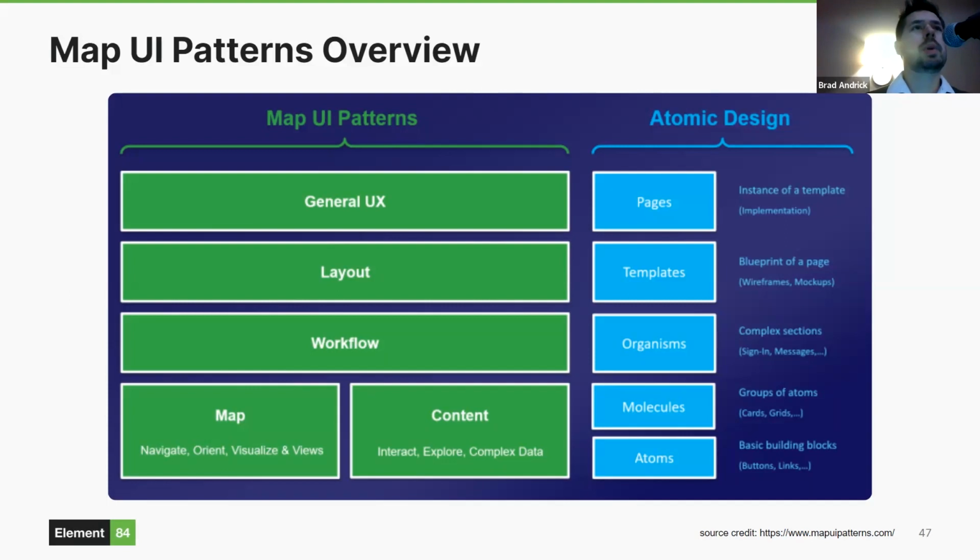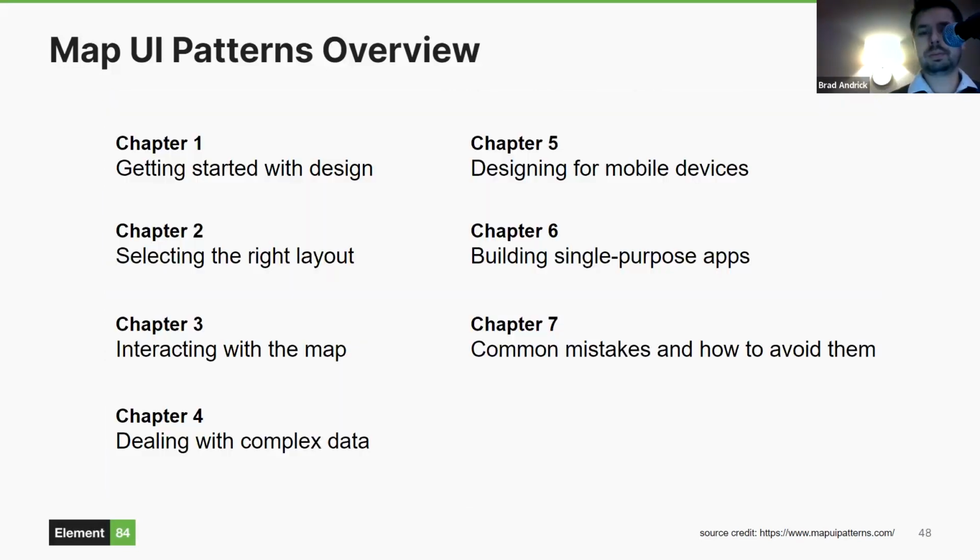And so we can think about these map UI patterns as mapping back and forth to these atomic design patterns as well. At the bottom, we've got our map and the interactions with our data and our layers. And then on top of that, we see a workflow. So that's the actual interaction that you're taking with that map through the application. And then you've got your layout, how you're actually putting things on the screen. And then above that, some general UX.